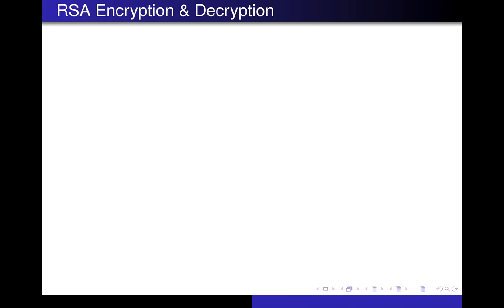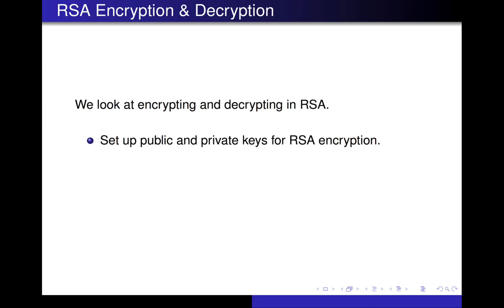Now that we've had a chance to look at how an RSA encryption system gets set up, we're going to actually get down to doing some encrypting and decrypting in RSA. So the first thing we're going to do is set up some public and private keys for our RSA encryption. This is kind of a review from the last video. Then we're going to do a sample encryption and decryption.